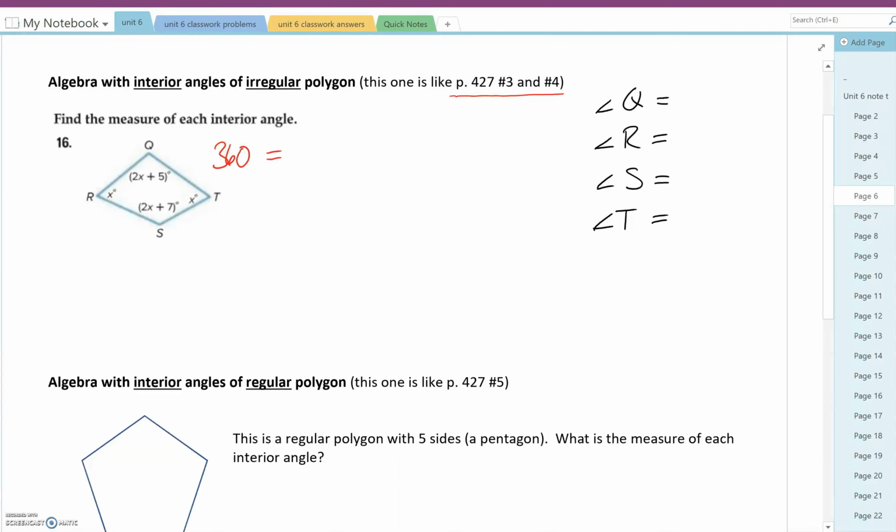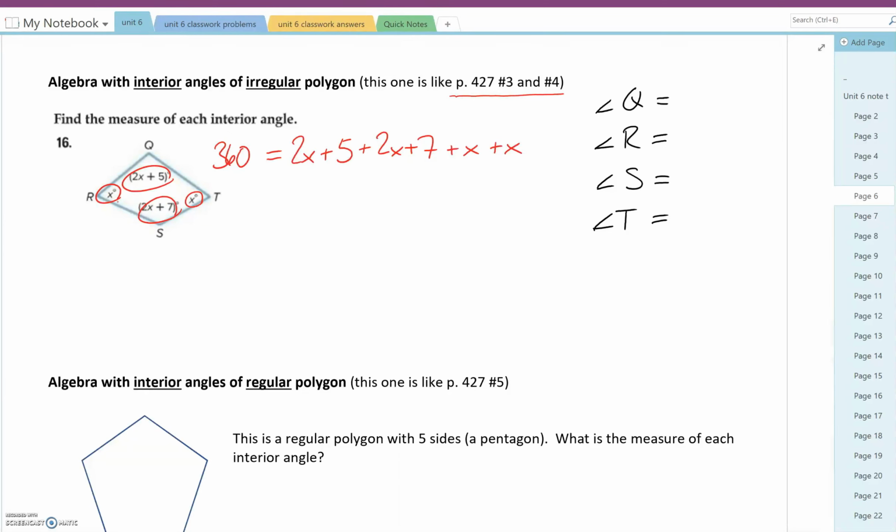So inside of a four-sided shape, the angles add up to 360 degrees. I don't know what these angle measures are right now, but I do know that I can represent them as 2x plus 5, 2x plus 7, and then an x and an x. That's just this, this, this, and this. So I know what the four angles are in terms of x.